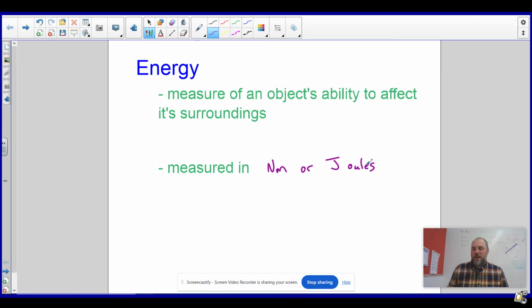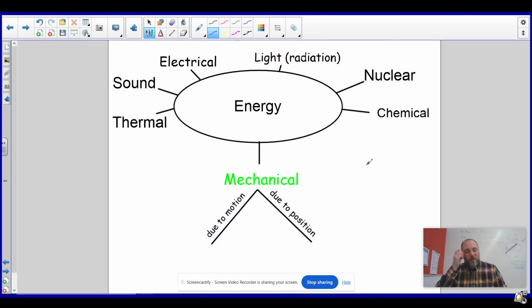And we've already talked about one type of energy. We've talked about kinetic energy. There's lots of other forms: nuclear, chemical, thermal. Unfortunately, those other types of energy, we don't get the opportunity to discuss them a lot in this class. But we do talk a lot about mechanical energy. Mechanical energy is the energy that an object has due to either its motion or its position.